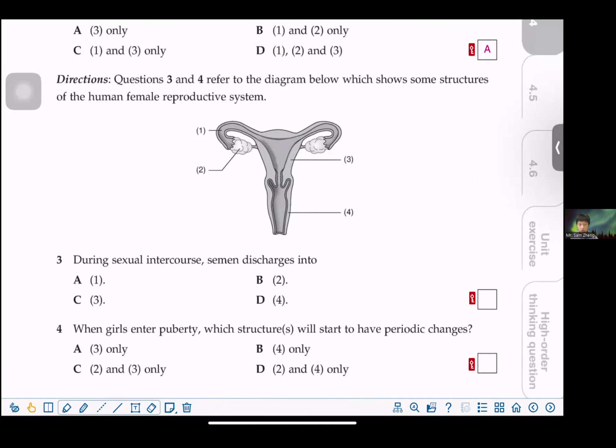Next, during sexual intercourse, the semen is discharged into the vagina. Remember, for the boys, we would not discharge any semen directly into the uterus.